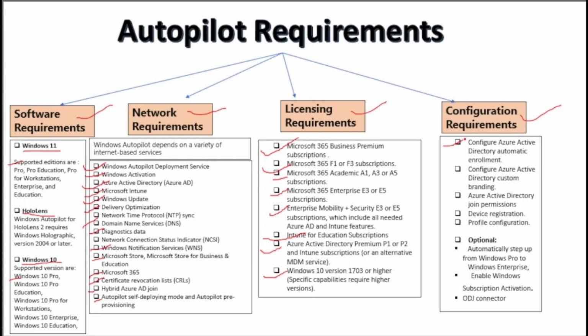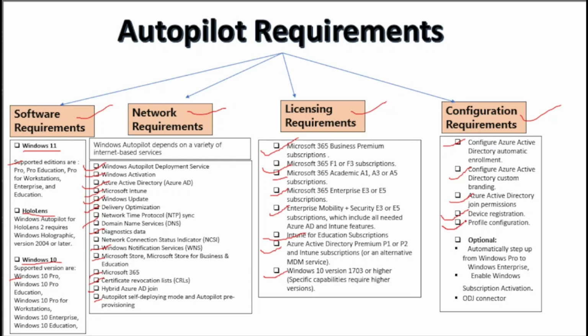With respect to configuration, there are some configurations which are one-time activities and some are optional as well. Configuring Azure Active Directory automatic enrollment is a one-time activity and is mandatory to enroll the device automatically in Intune. Configuring an Azure Active Directory custom domain is required when we do not want to use the Microsoft predefined .onmicrosoft.com domain name. Azure Active Directory join permission is required to join the device in Azure AD. The device should be registered either via the hardware vendor or we can manually upload the hardware hash.